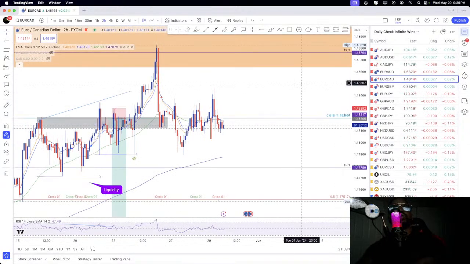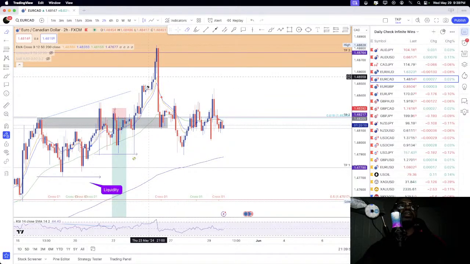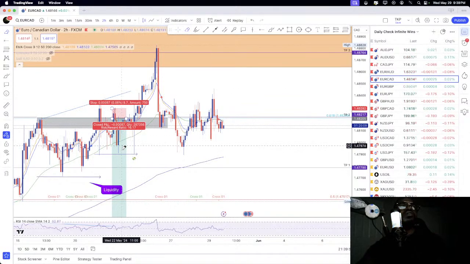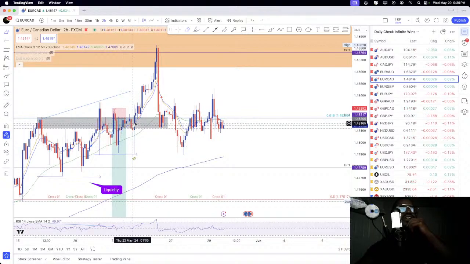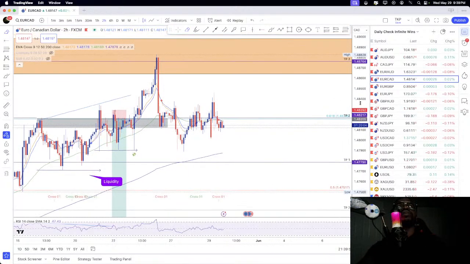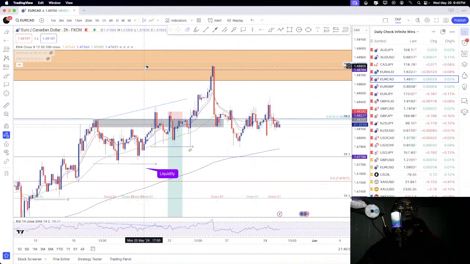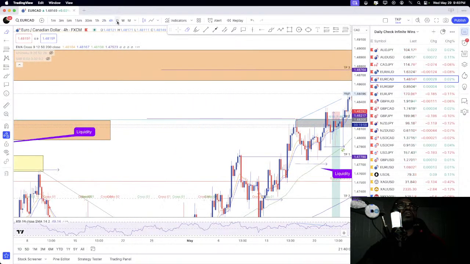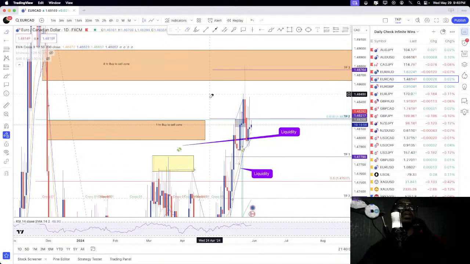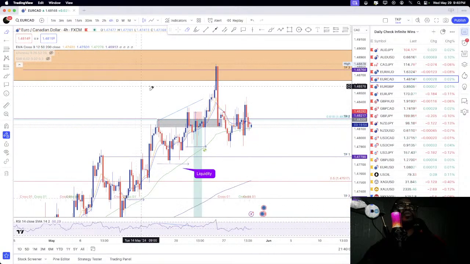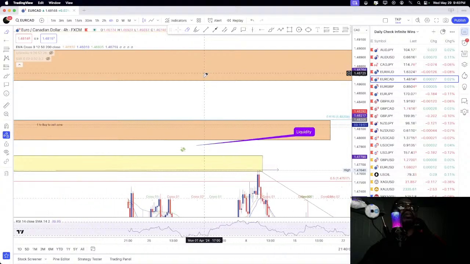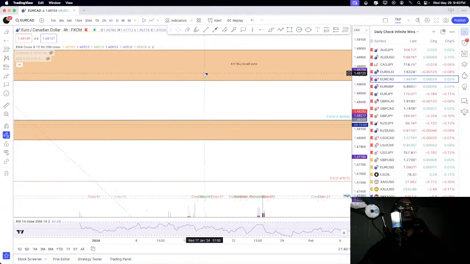Let's see what's going on with Euro CAD. All right, cool. So the same thing. We were looking for a sell too soon, and we learned a lesson. Price came up. What is this level? Must be the 4 hour. Yeah, price came up and hit this 4 hour zone and gave a perfect rejection.